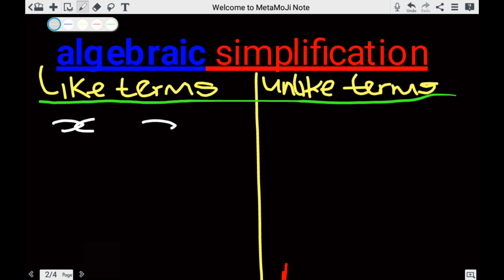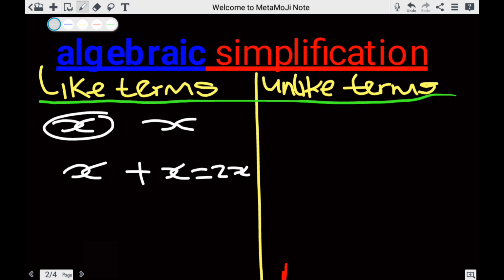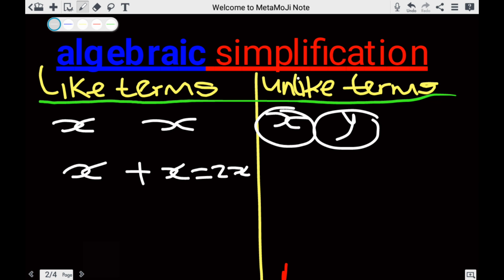S and S are both the same letters. Because they are the same letters, you can add them together. So you can say that S plus S is 2S. S and S are therefore like terms, because you can add them together and because they are the same letters. What about S and Y? S and Y are not like terms, so they are called unlike terms here. Therefore you cannot add S and Y together.